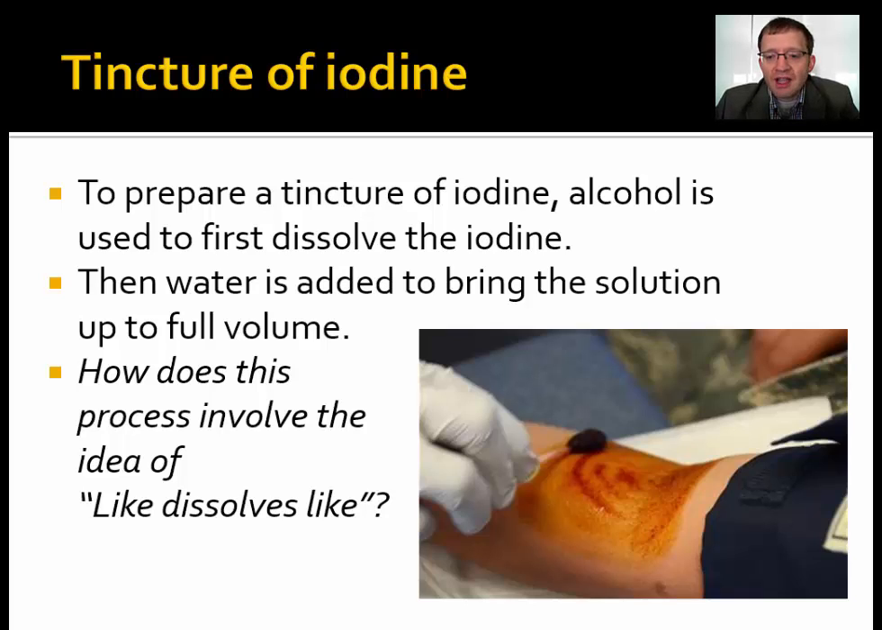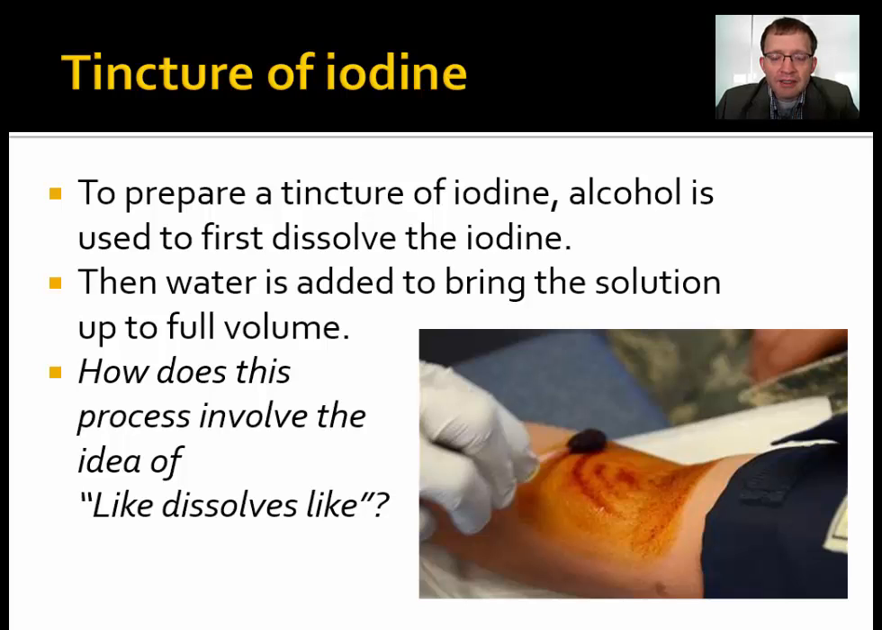And so there's a bit of a kind of combination here of solutions that are going on. You can see in the picture here that this person's having the inside of their elbow scrubbed with iodine solution in order to disinfect the skin surface before, say, giving blood or having a blood sample taken. And this brings in like dissolves like in a couple different ways. I'm not going to answer the question that's given here on the screen.